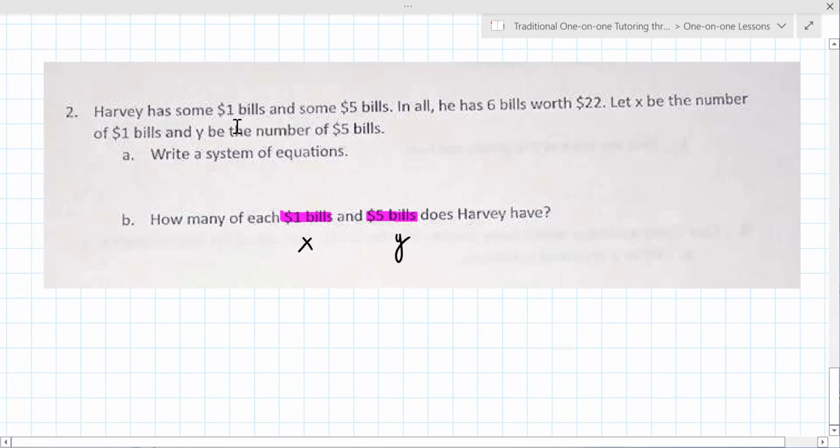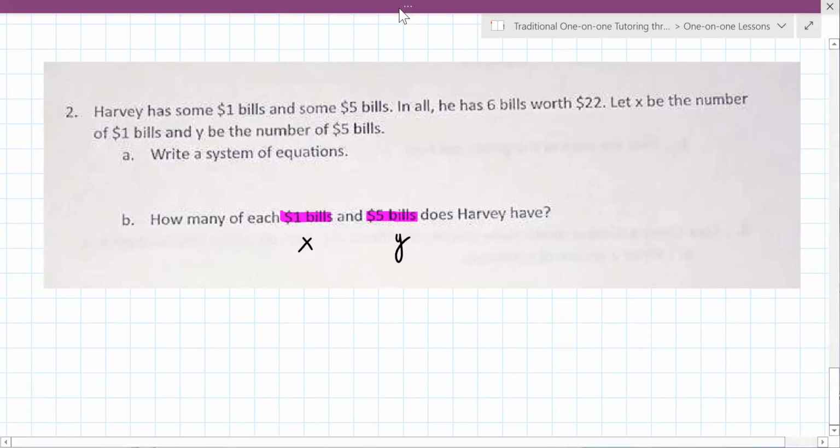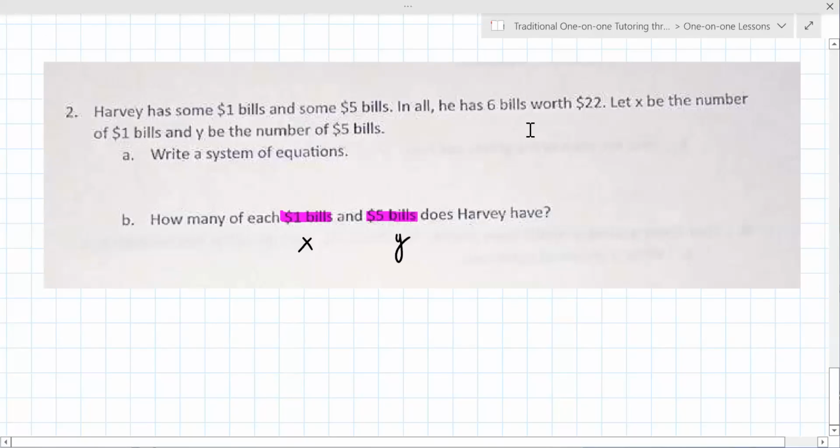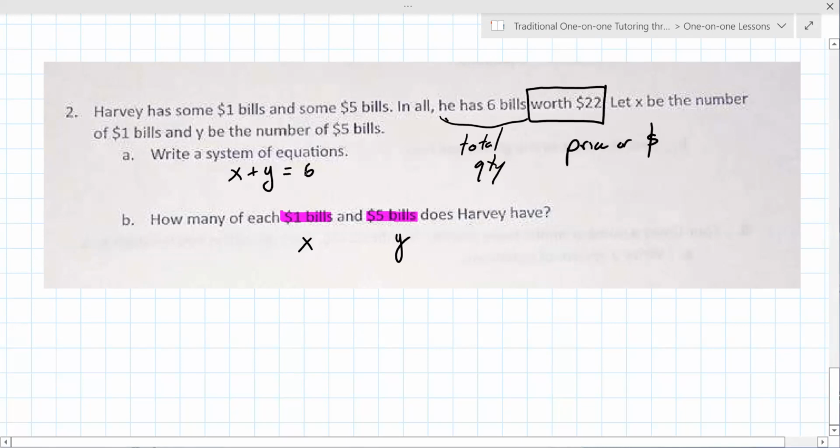Harvey has some $1 bills and some $5 bills. In all, he has 6 bills. So there you go, that's your total. That's your total equation, or your quantity equation. And then the second part here, worth $22, that's your price or money equation. The quantity one's usually pretty straightforward. It's x plus y equals 6.